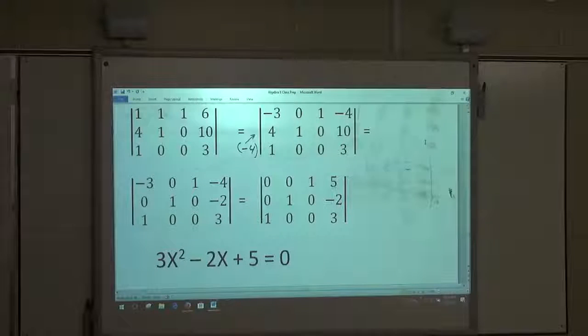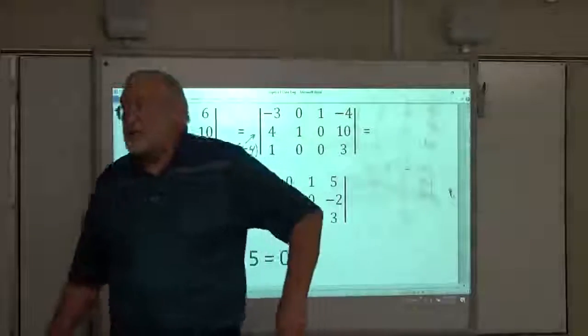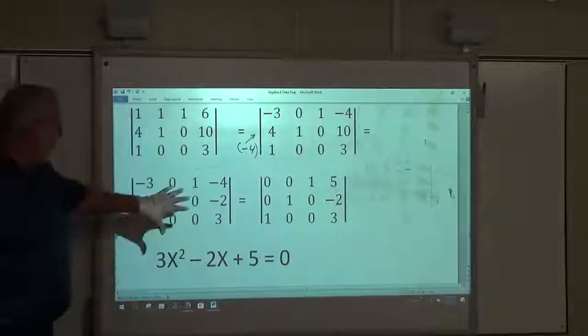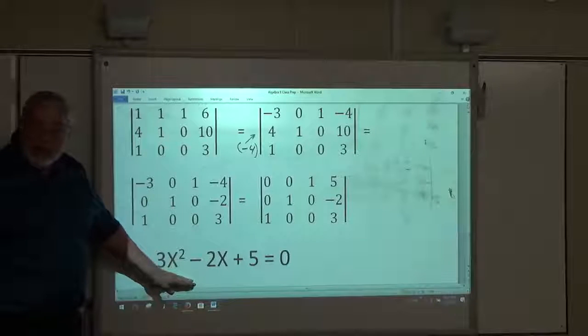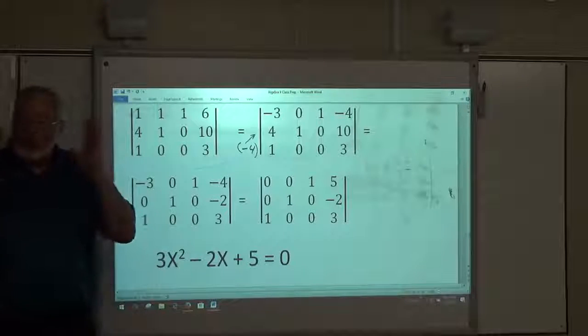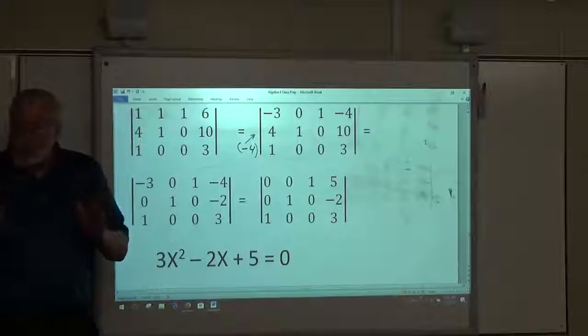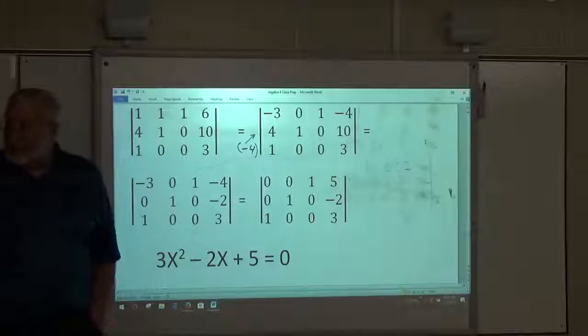Okay. Now, obviously, I've done some of the work for you, but why? So that you can see the process. In the case of finding the quadratic equation, the process is much more uniform than it is for the ones that we have.